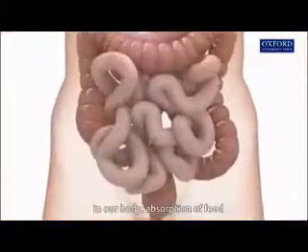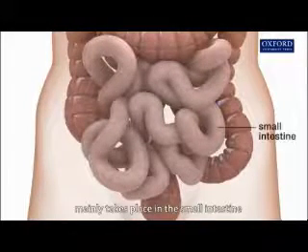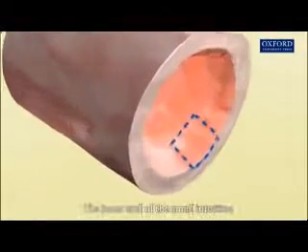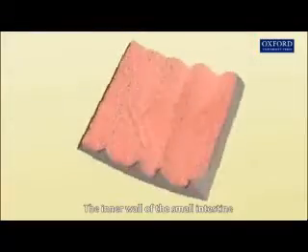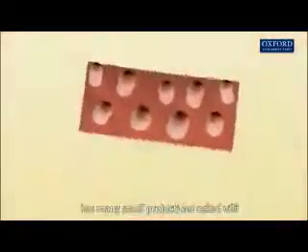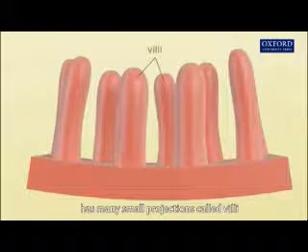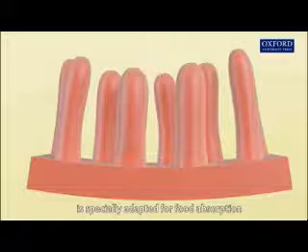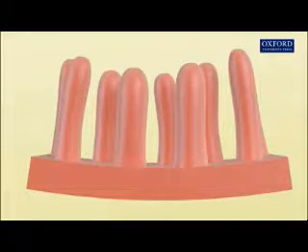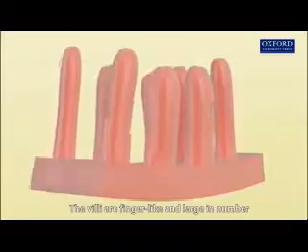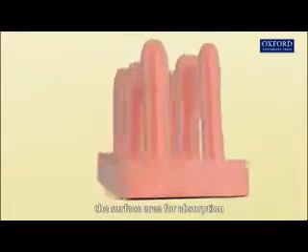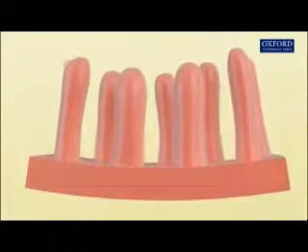In our body, absorption of food mainly takes place in the small intestine. The inner wall of the small intestine is highly folded and has many small projections called villi. The structure of the villi is specially adapted for food absorption. The villi are finger-like and large in number. These features greatly increase the surface area for absorption.